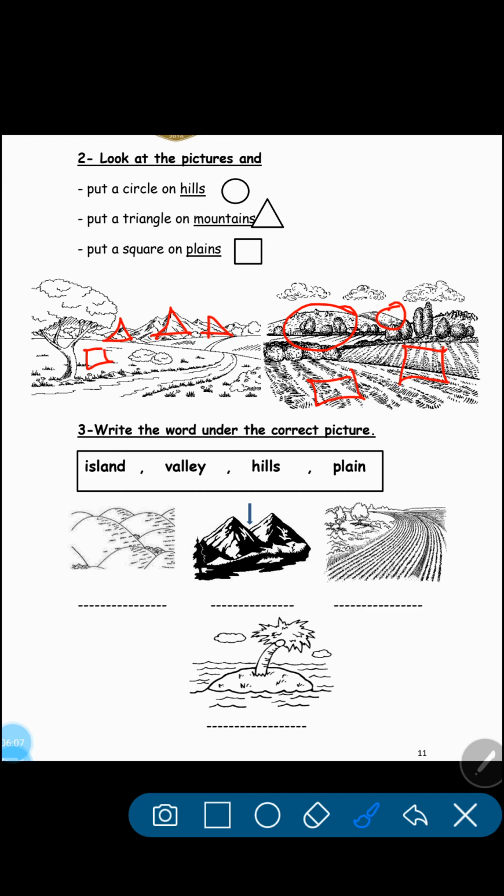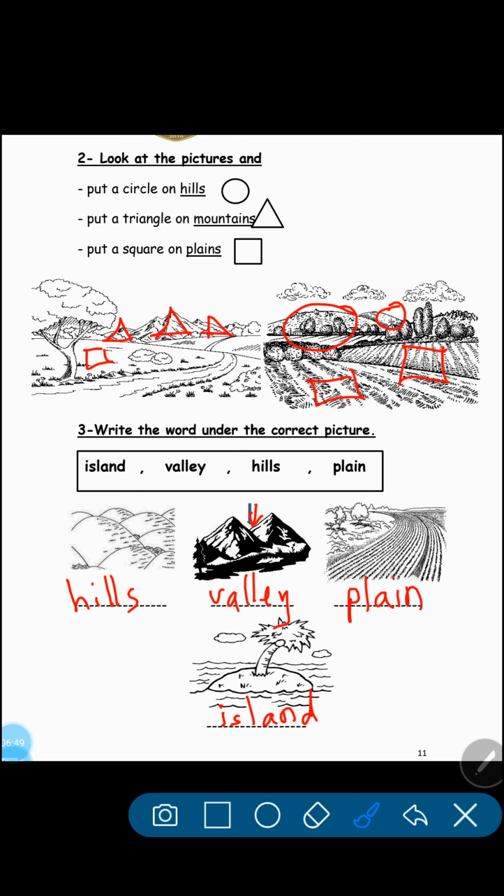Number 3. Write the word under the correct picture. We have island, valley, hills, and plain. What is the first one? It's hills. What is the second picture? It's not a mountain because here we have an arrow that shows this is a valley between two mountains. This is a flat land. Yeah, it's a plain. And here is the land that is surrounded by water. It's an island.